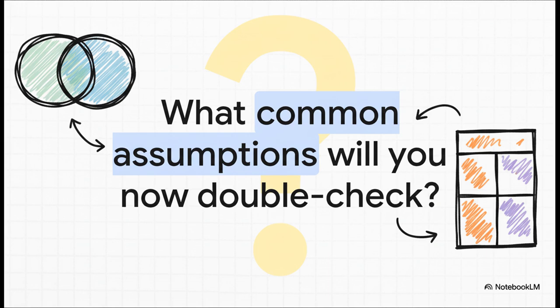But really, the thing is, you're going to start seeing these OR situations everywhere now, in the news, in ads, in sports stats, you name it. So the final question I want to leave you with is this. Now that you have these tools, now that you know about the double counting trap, what common assumptions are you going to start to double check?